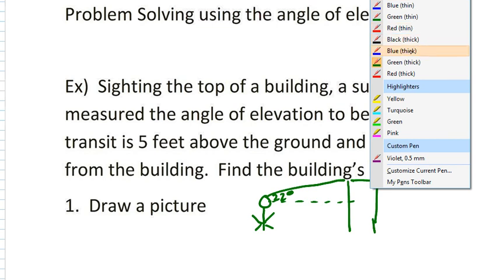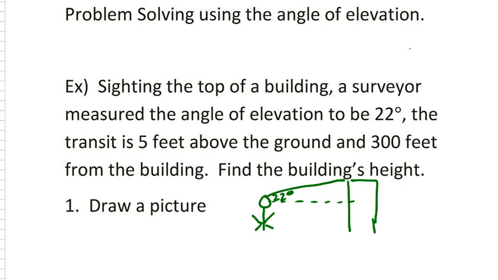The transit, which is the device that he looks up at the building with, so there's like a little transit here, is 5 feet above the ground. So it's 5 feet above the ground, and 300 feet from the building. So 300. Notice I'm drawing a little triangle.